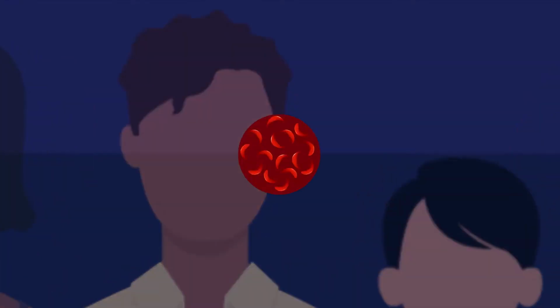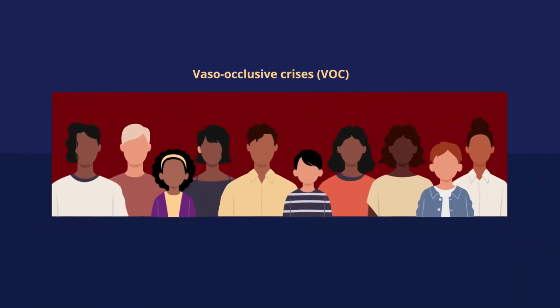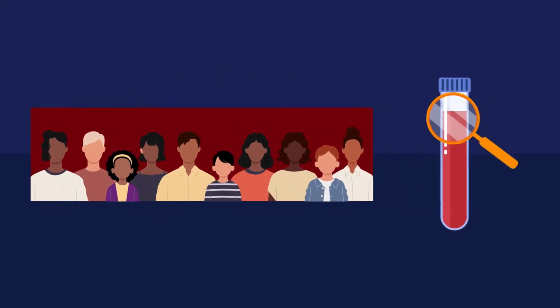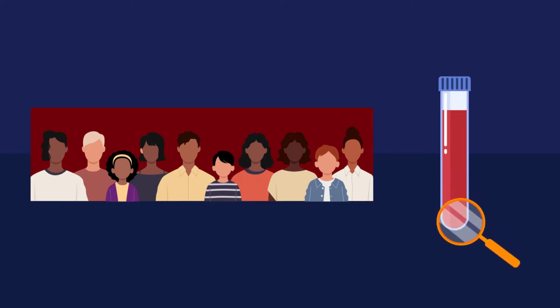In sickle cell disease, erythrocytes or red blood cells stick to the inner wall of blood vessels, eventually clogging them and reducing the blood flow, a condition known as vaso-occlusive crises, VOC, that includes pain. Monitoring the pathological adhesion of red blood cells to the blood vessel is thus considered a useful means to diagnose and study sickle cell disease.